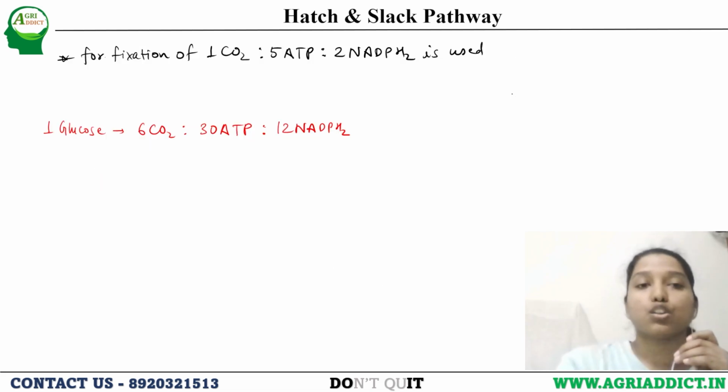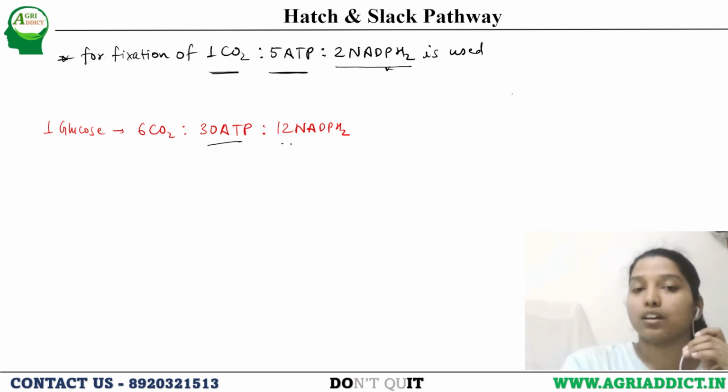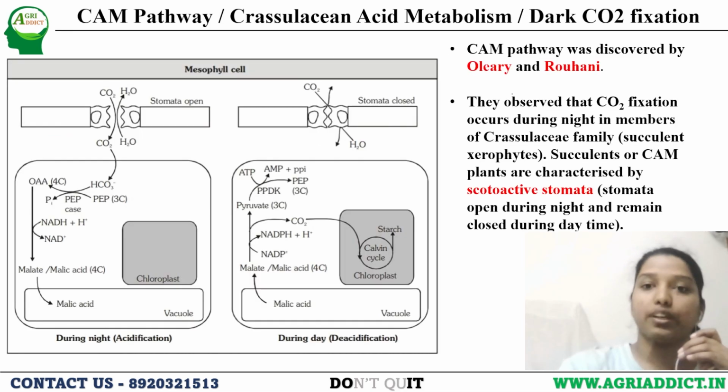Okay, let's move. So, as for the C3 cycle also we studied, now for the C4 cycle, for fixation of one carbon dioxide, 5 ATP is required: 3 in case of the C3 cycle and 2 in case of the C4 cycle, and 2 NADPH2 is required. So for fixation of 6 carbon dioxide, 6 into 5 would be 30 ATP, and 2 into 6 will be this 12 NADPH2. Okay. Let's move to the next slide.